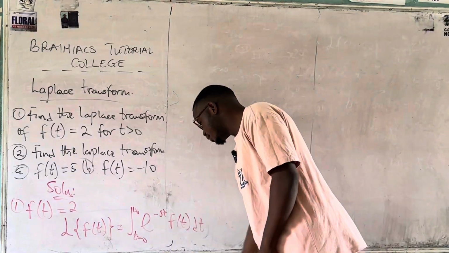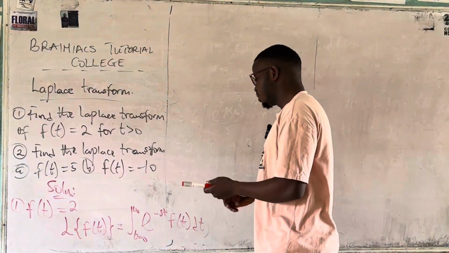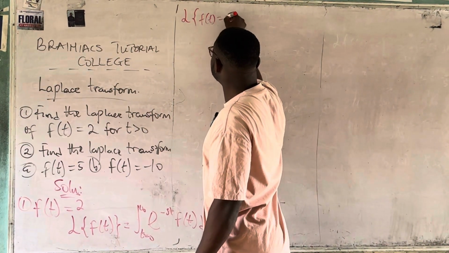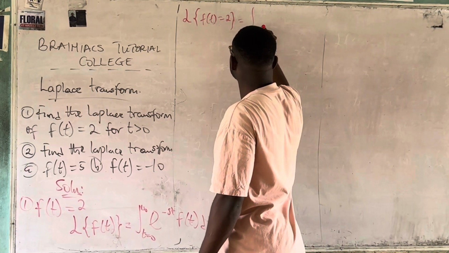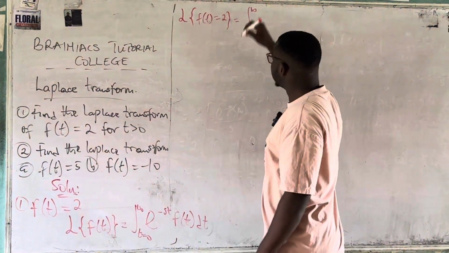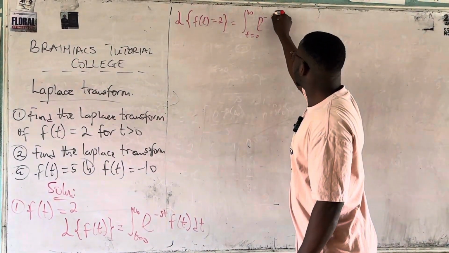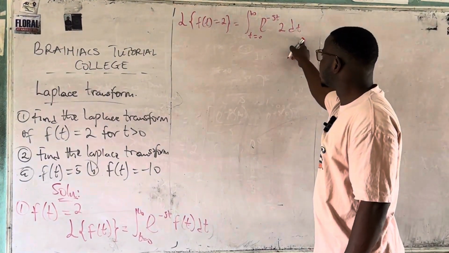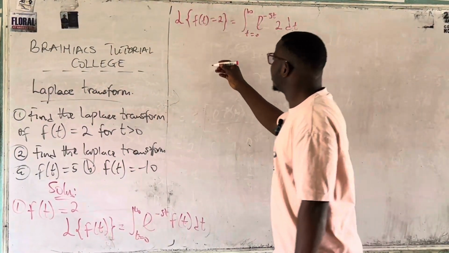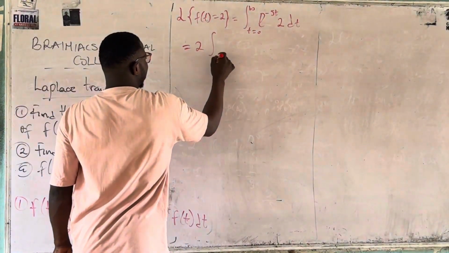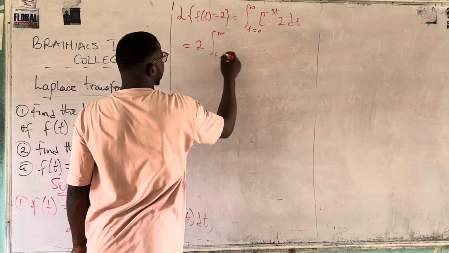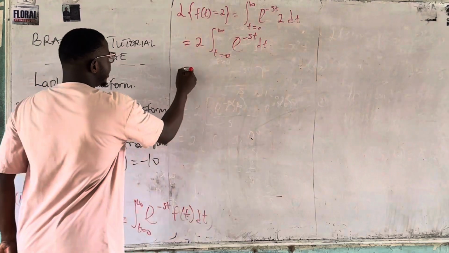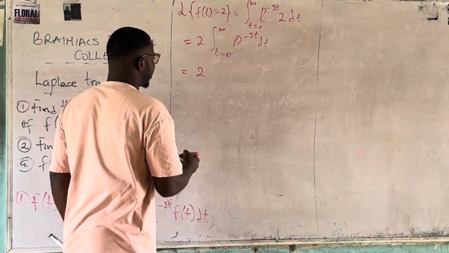We're integrating with respect to t. So that means the Laplace transform of f of t equals 2 is equal to the integral from t equals 0 up to infinity of exponential minus st, and the value of f of t is 2, integrating with respect to t. This 2 is a constant, so we factor it out. This gives us 2 times the integral from t equals 0 up to infinity of exponential minus st dt. Now the next thing we're going to do is to evaluate the integral.